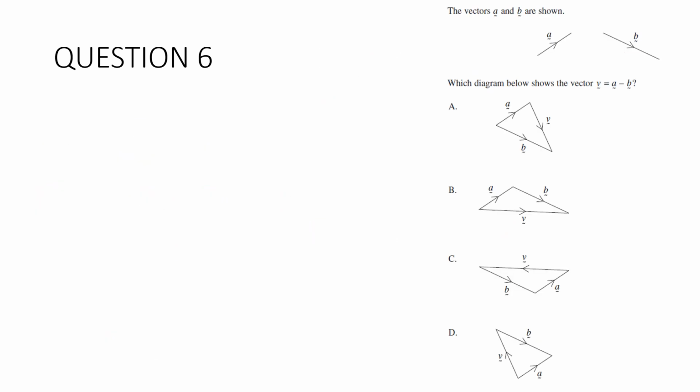Question 6. The vectors A and B are shown. Which diagram below shows the vector V equals A minus B? Probably the easiest way to do this is to turn this around so it's vector addition rather than subtraction. In other words, V plus B is equal to A. So we're looking for something like this.